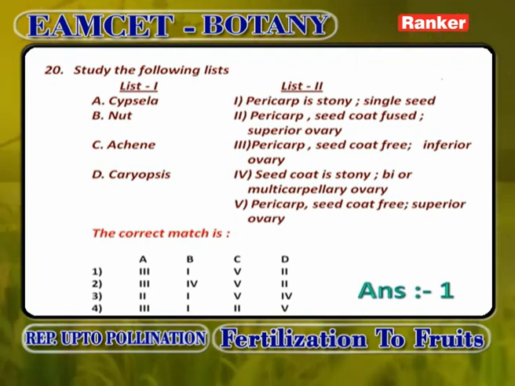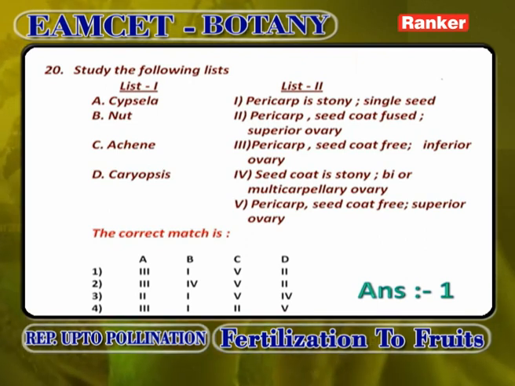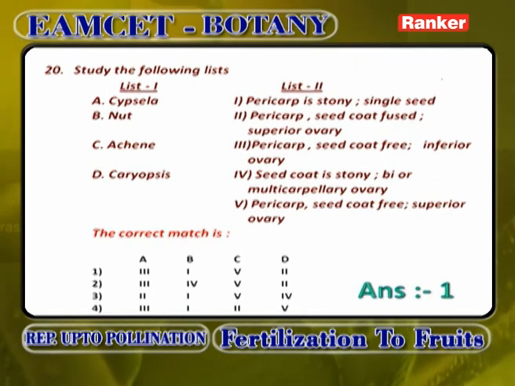So Cypsela, nut, achene, caryopsis. Pericarp is stony, single seed. Pericarp and seed coat fused, superior ovary. Pericarp and seed coat free, inferior ovary. Seed coat is stony, bi or multicarpellary ovary. Pericarp and seed coat free. Answer is A3, B1, C5, D2.